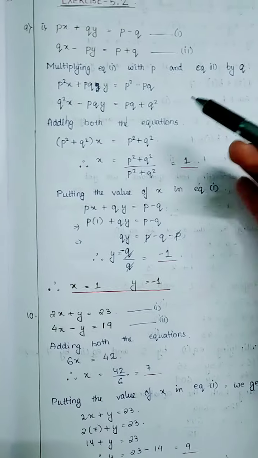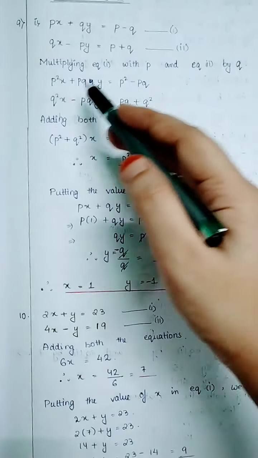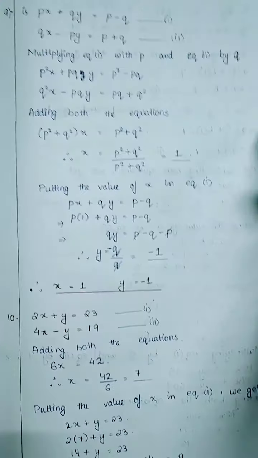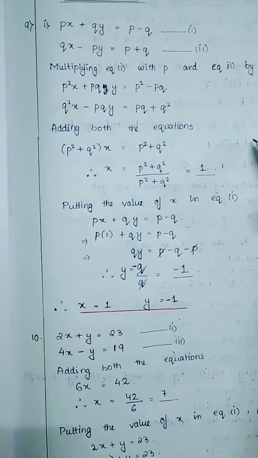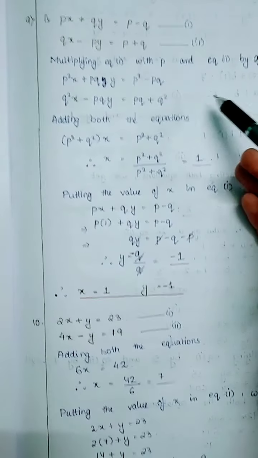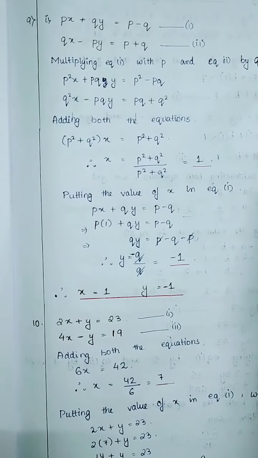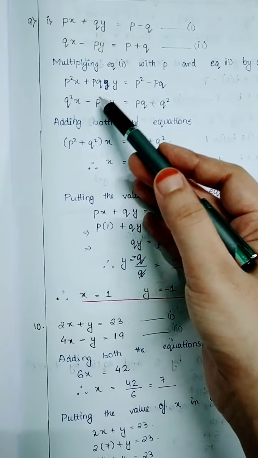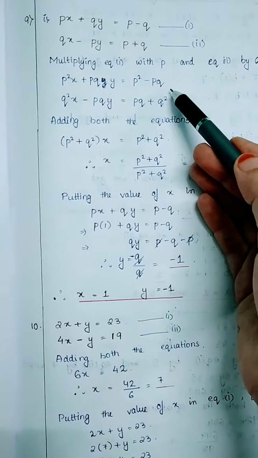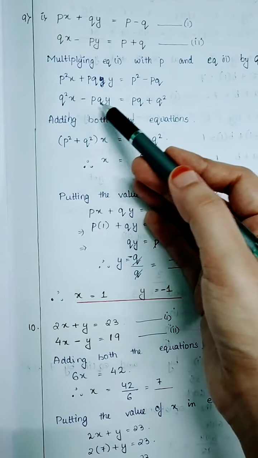Here the question is px plus qy is equal to p minus q and qx minus py is equal to p plus q. Because we have to apply the elimination method, we will multiply the first equation with p and the second equation with q. So we get p square x plus pqy and p square minus pq here. Here also q square x minus pqy.